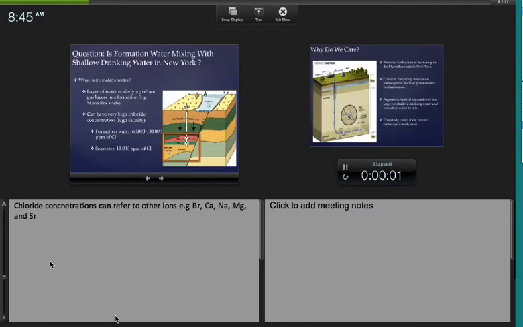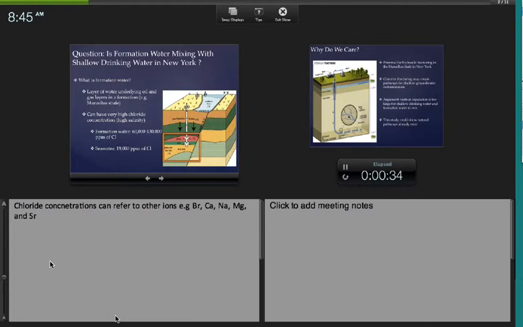Okay, so is formation water mixing in shallow drinking water in New York? So your first question is probably like, what the heck is formation water? So formation water is going to be like a layer of water that underlies the oil and gas layer inside of a formation. So like, for example, the Marcellus Shale, where they're thinking about extracting gas from. So underneath, like within that layer, there would be formation water underneath that.